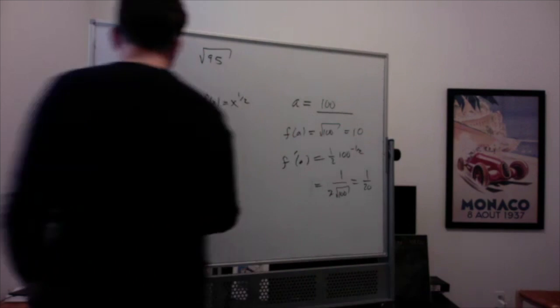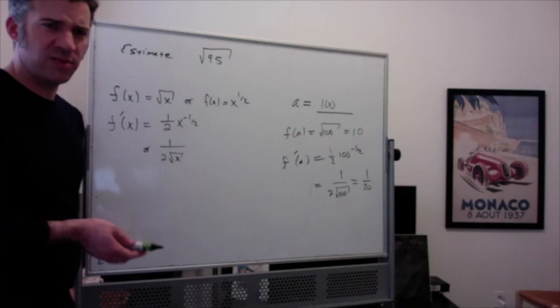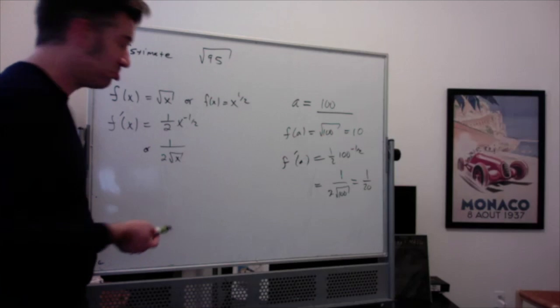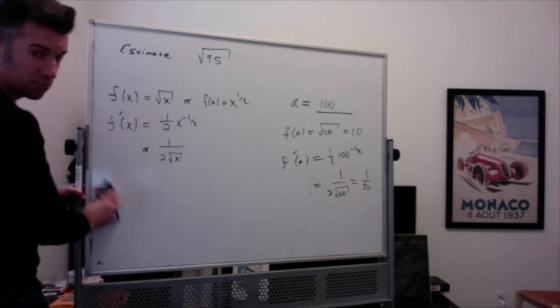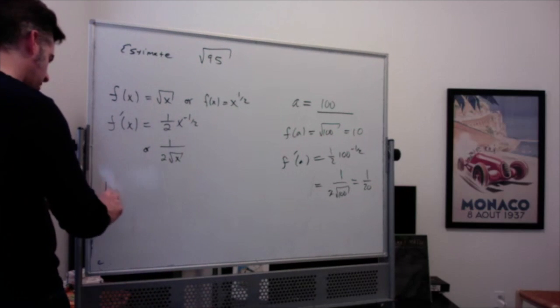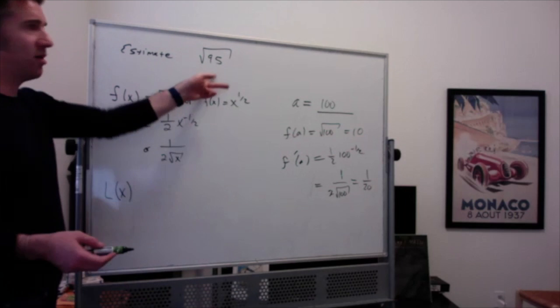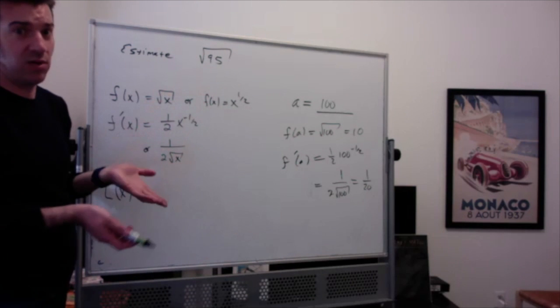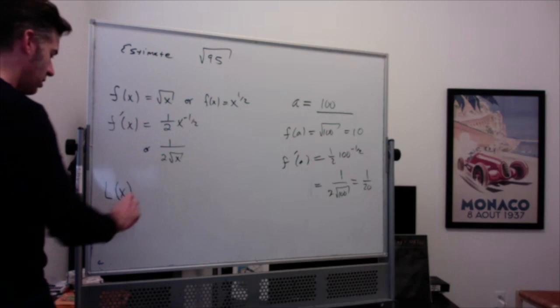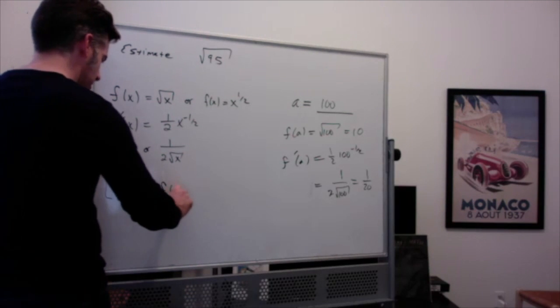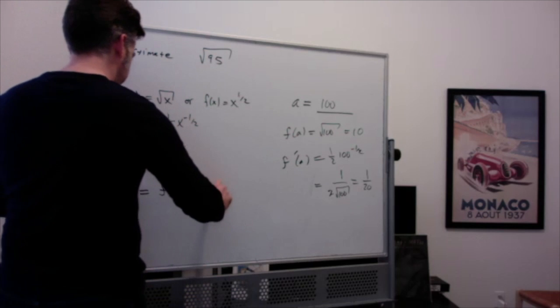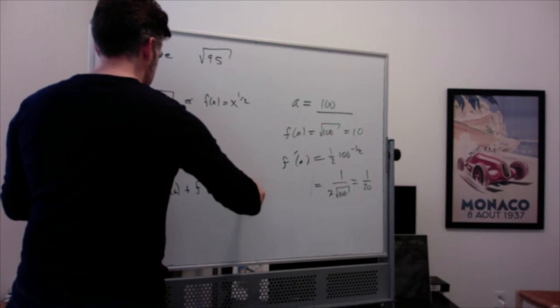So then, by the way, should our answer be bigger than 10 or less than 10? Less than, right. Taking the square root of 95, it definitely is less than the square root of 100, which is 10. So our linearization is f of a plus f prime of a times x minus a.